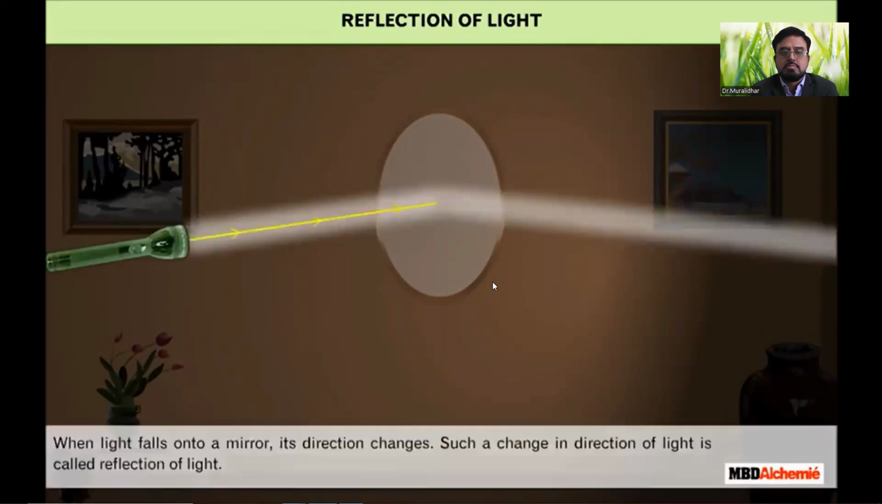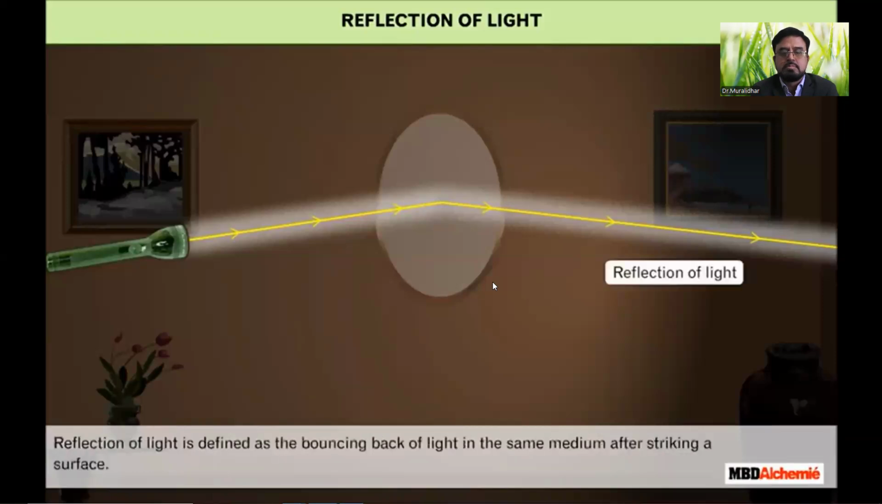This means that when light falls onto a mirror, its direction changes. Such a change in direction of light is called reflection of light. Thus, reflection of light is defined as the bouncing back of light in the same medium after striking a surface.